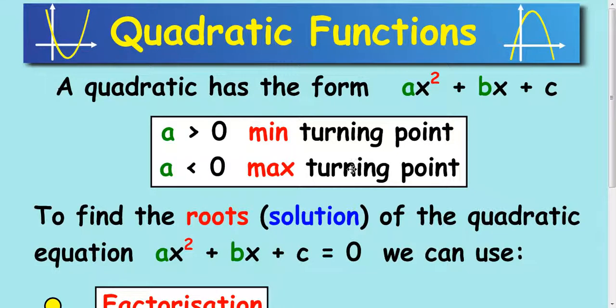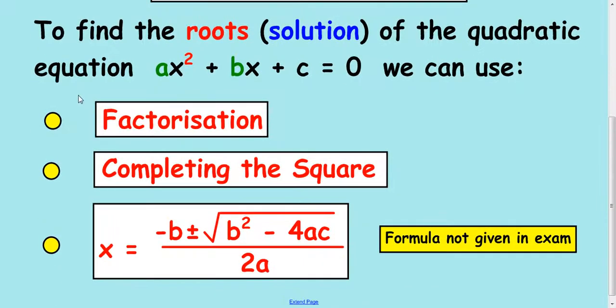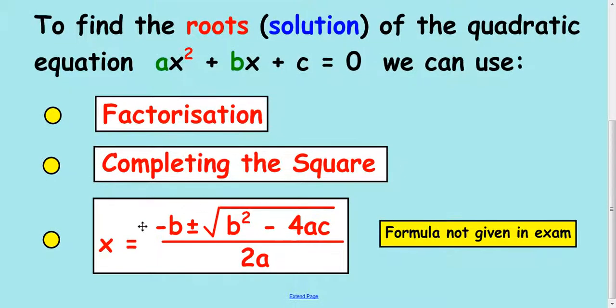The roots of a quadratic are the points where the quadratic cuts the x-axis. These are the roots here. This one's got 2, and the roots here are there and there. There's several ways to find them. You can use factorisation, which we've seen before. You can use completing the square, and you can use the quadratic formula also to calculate roots. This would be in the case of when it didn't factorise.